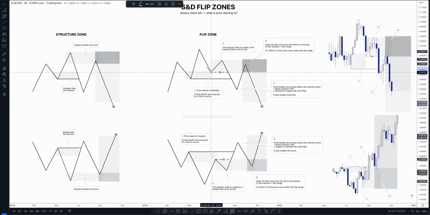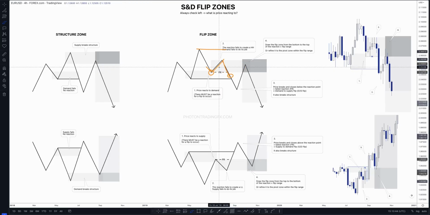Price comes into demand, it reacts, it tries to do its job, but it fails to take out the high. Okay, but we only get the confirmation of that failure once price moves down and it closes below that dashed line. It closes below the start of the reaction. So at this moment here, if you now get a candle body closure here, what do we have? We have a failed reaction. And this is where we can say that this demand zone has now flipped to supply.